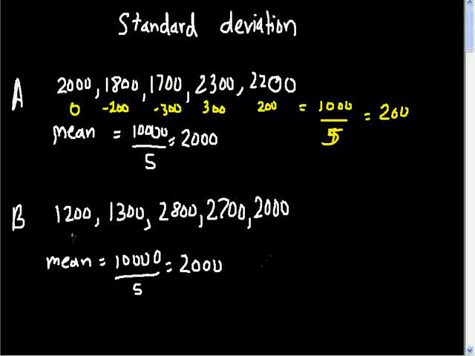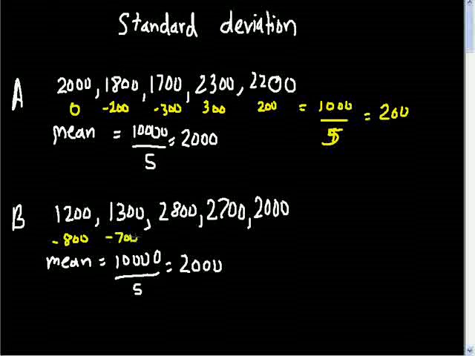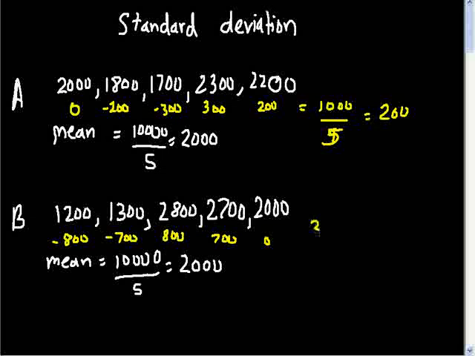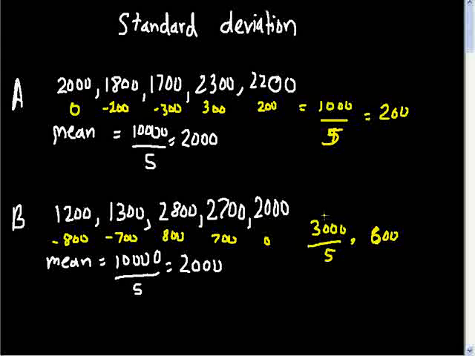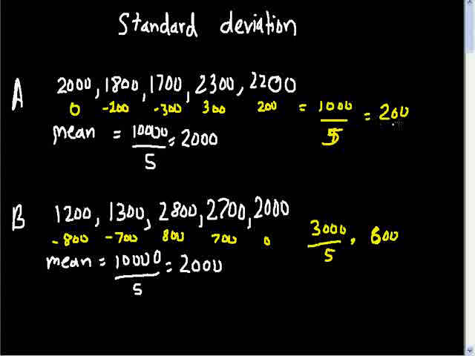For this one though, it's 800 here, minus 800, minus 700, positive 800, positive 700, and 0 there. Here the deviation is 3000. If I add all of these up and divide that by 5, the average deviation is 600. The standard deviation is slightly different to this value, but it's something like this, probably very close to it.